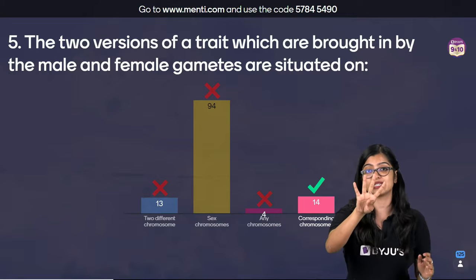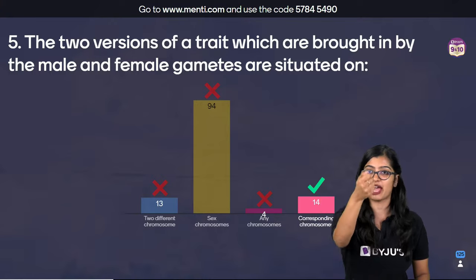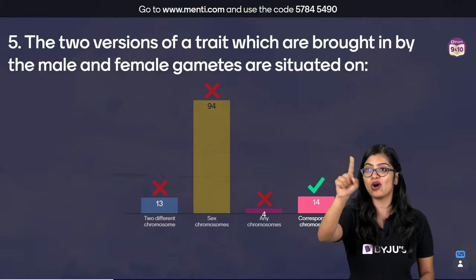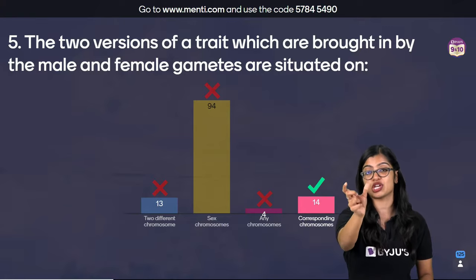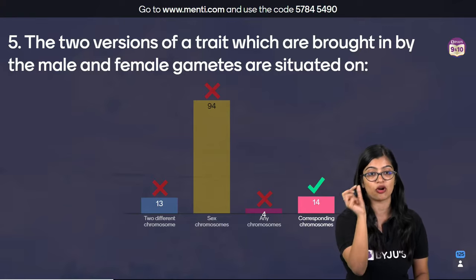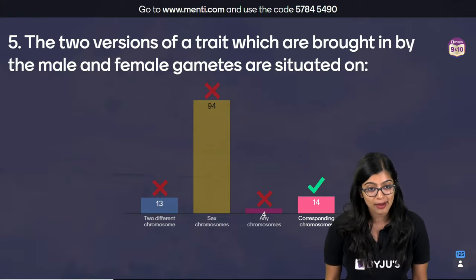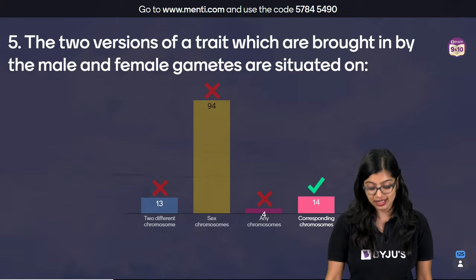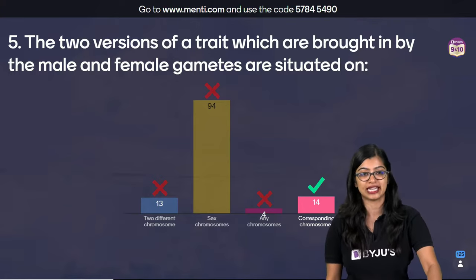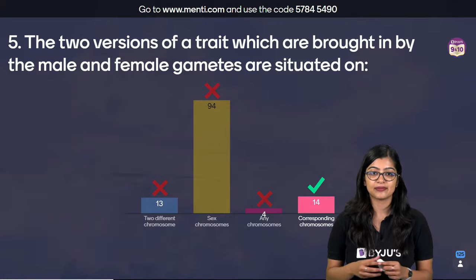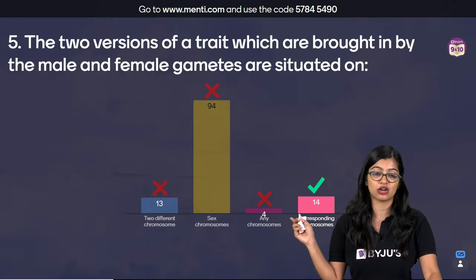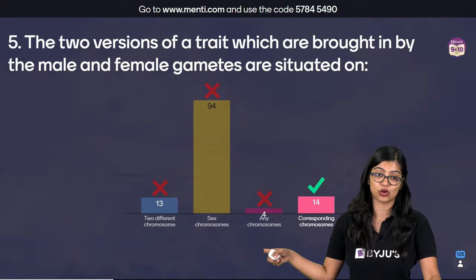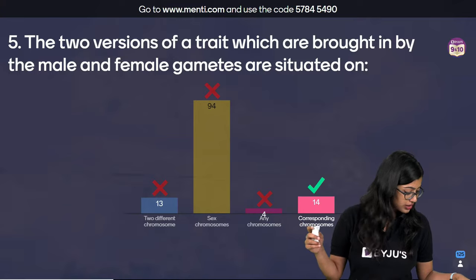So in 46 chromosomes, you have 23 pairs. Pair 1, pair 2, pair 3. How are these pairs coming? One from father, one from mother, and they are of same shape and size. So they are corresponding, right? Are you sure about that? I am 100% sure of this, right? So the correct answer is option D. So are we clear with this? Are we clear about this particular question on why it is corresponding homologous chromosomes and not sex chromosomes, right? Are we all clear?